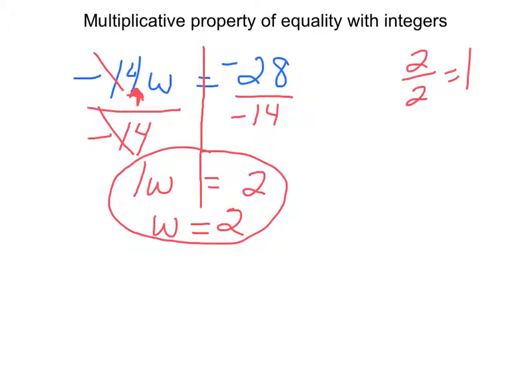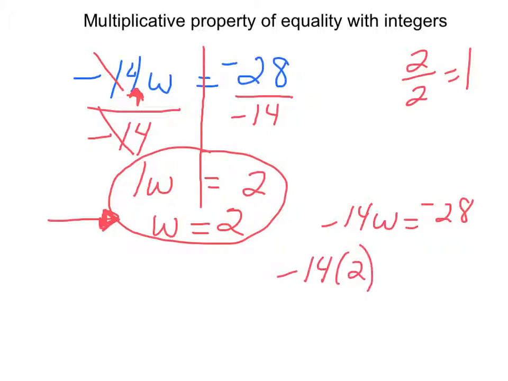All right, let's figure out if we can determine if our answer is correct. Whenever you solve an equation and you get down to an answer, you can always check it to see if you're right. The way that you check it is you rewrite the original equation, which was this, and then you plug in the answer that you got. So is negative 14, there's w, but I'm putting in the 2, going to equal negative 28? That's what we need to double check.